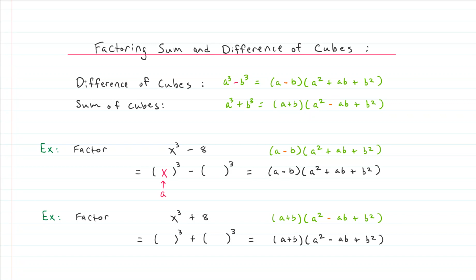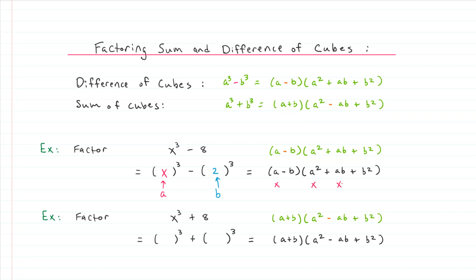What about 8? Well, what about 2? 2 times 2 is 4, times 2 is 8. So 2 becomes our b. And once we've identified our a and our b, we literally are just plugging them into the formula, which is not terrible, right? Let's do it right now and see. Let's plug in the a everywhere it says a. So we plug in an x everywhere it says a. We have an x there, an x squared here, and an x there.